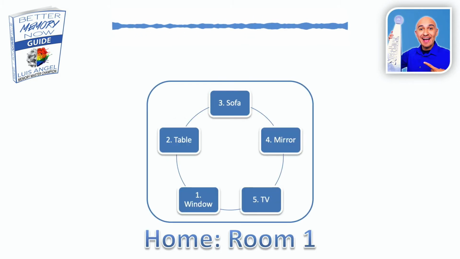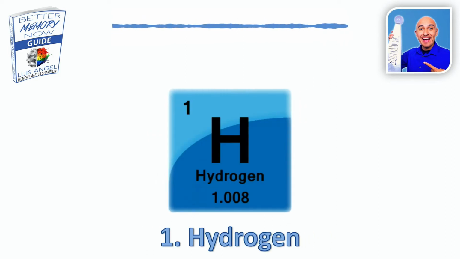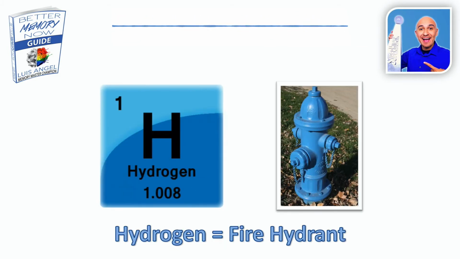So now that you have your locations created, go through them forwards, backwards, by number. What's your second location? What about your 5th one? All right, you got that down. Now, we take the information here, which is hydrogen. This is the first element on the table, hydrogen. And then you want to ask yourself, what does this remind me of? Hydrogen. When I hear hydrogen, what do I picture in my mind? Well, I like to picture a fire hydrant. So a hydrant for hydrogen.